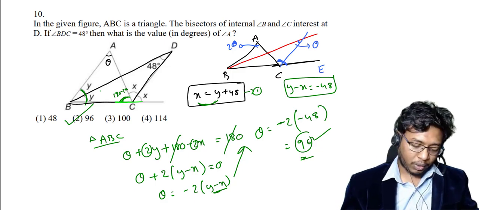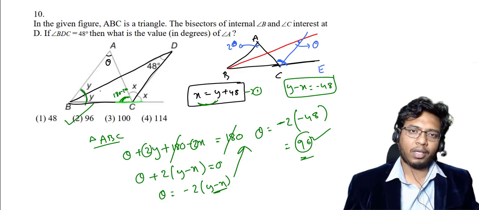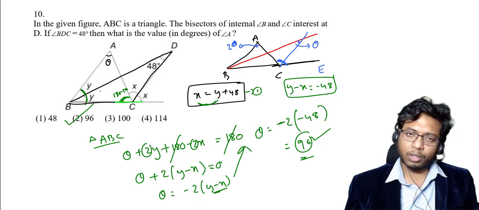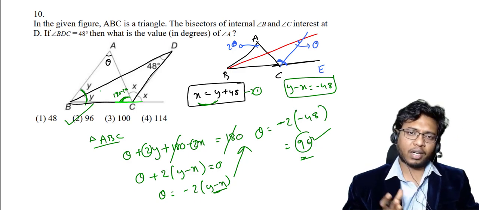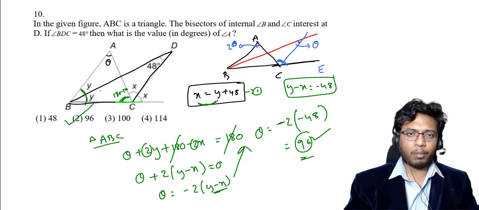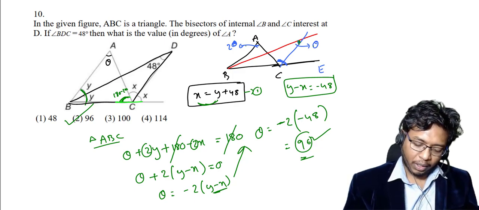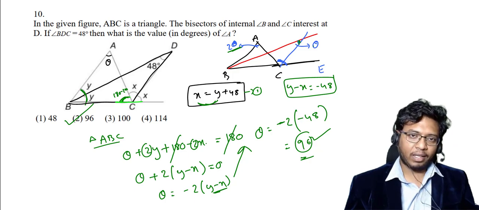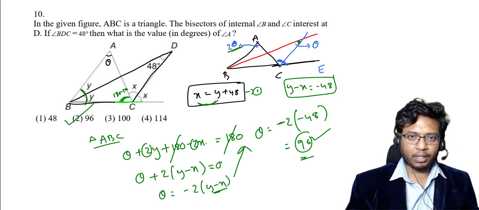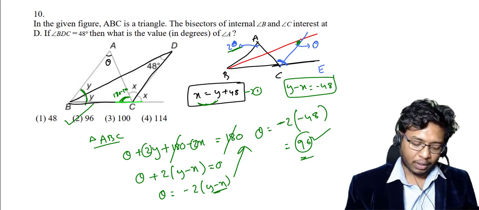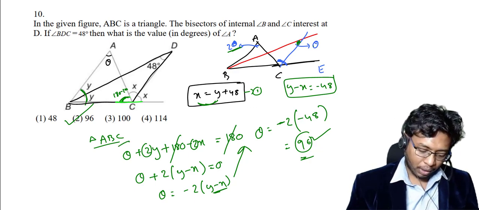If you don't want to waste all this time, what you can memorize is, try to remember this. Whenever an exterior angle bisector and an interior angle bisector of the same triangle meet, then this angle will be half of this angle. The angle inside the triangle will be double the angle which is outside the triangle. That's it, right? And I also derived it here.